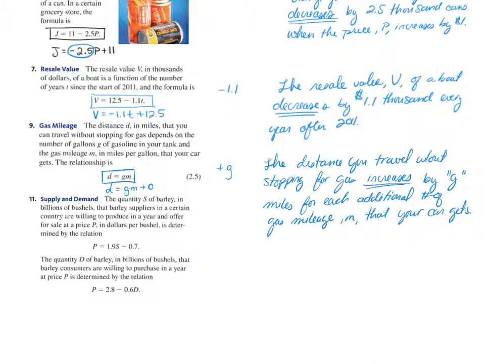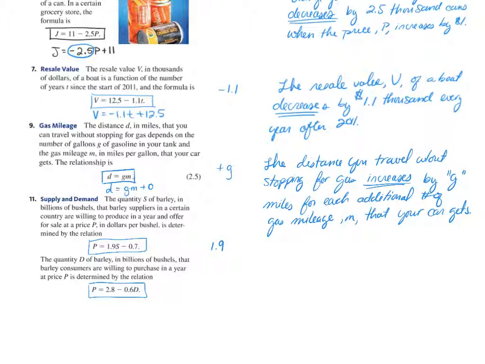Okay. Let's take a look at the last example, and I'm just gonna take a look at this equation here. You can do this one on your own. But here we're told that P stands for the price measured in dollars per bushel for some barley, and S stands for the quantity of barley measured in billions of bushels. So here it's already written in slope-intercept form, so we can clearly see that the slope is positive 1.9.